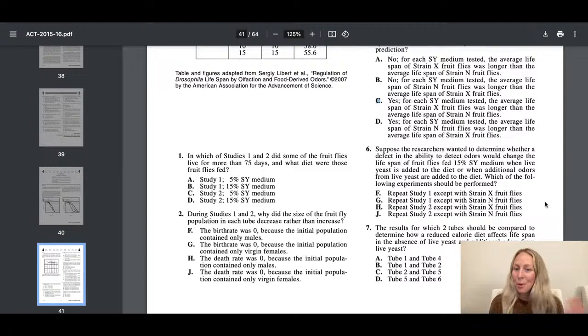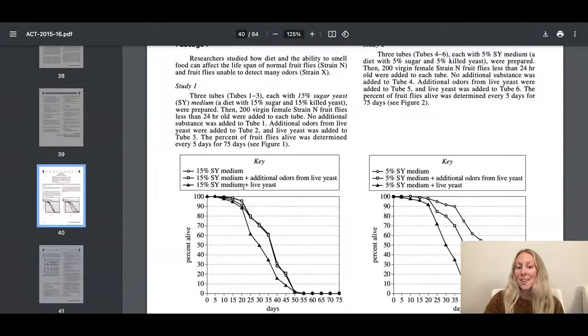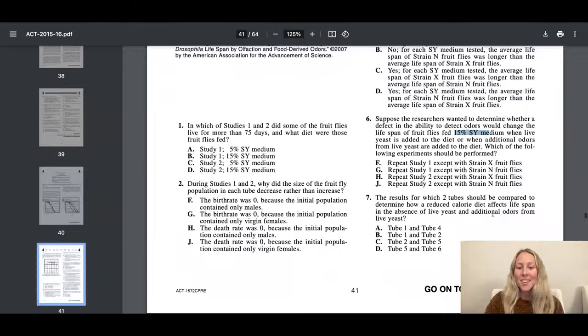Up next on question 6, suppose researchers wanted to determine whether a defect in the ability to detect odors, strain X, would change the lifespan of fruit flies fed 15% SY medium when live yeast is added to the diet or when additional odors from live yeast are added to the diet. Which of the following experiments should be performed? Who has the ability to detect odors? Strain X. So cross out strain N. Which one has 15% SY medium? Study 1 or study 2? Study 1. There you have it. And the answer is study 1 with strain X, F.